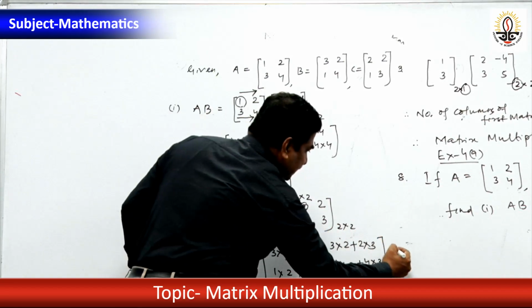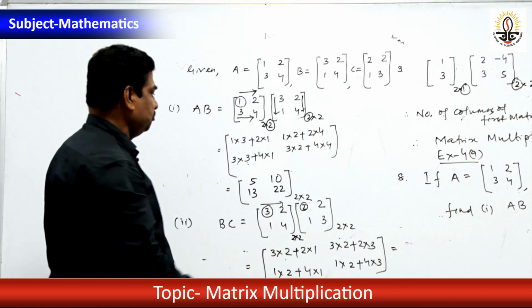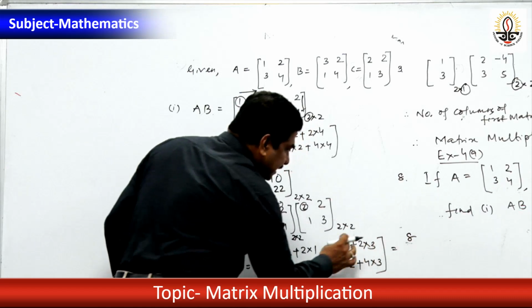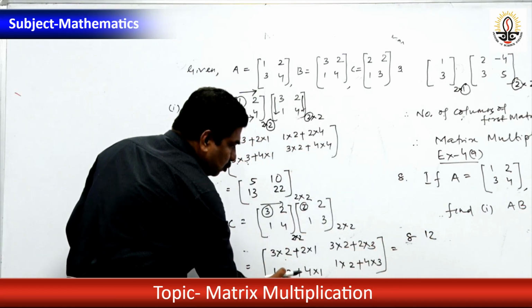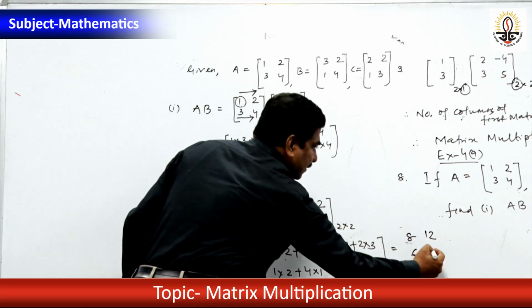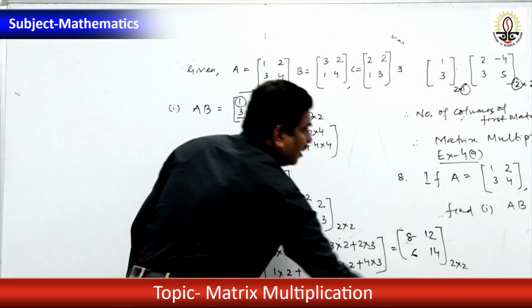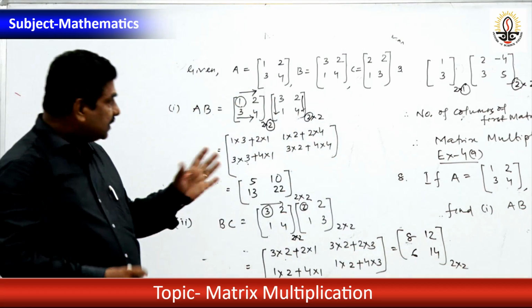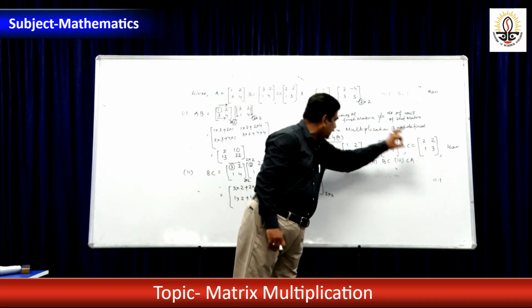Now check the values. 3 into 2 is equal to 6, 6 plus 2 is 8. Second case, 6 plus 6 is 12. So this one is 2 plus 4, which is 6, and 2 plus 12, which is 14. So this is a matrix of order 2 by 2. Similarly you can solve this value, C is the first one and this one is A.